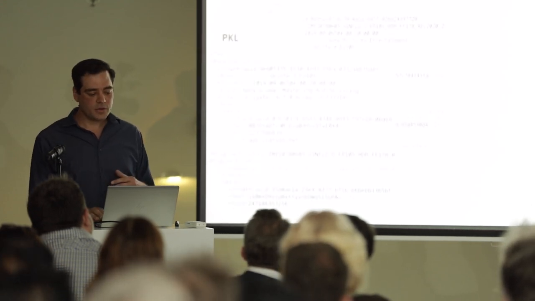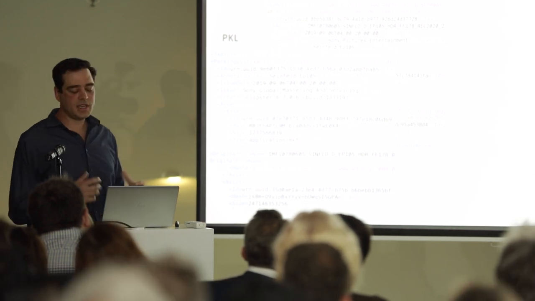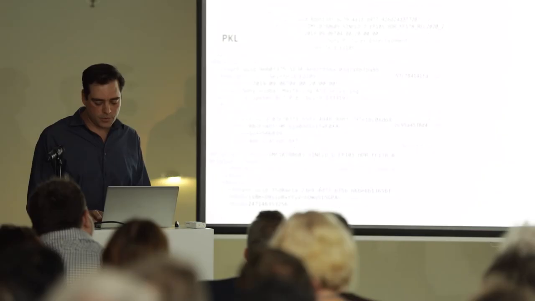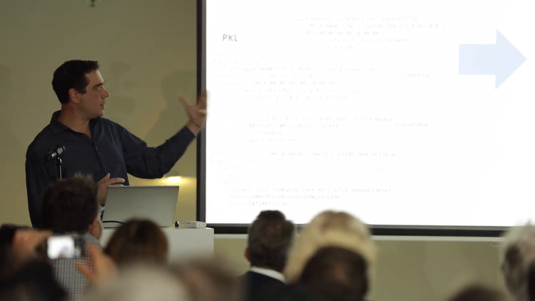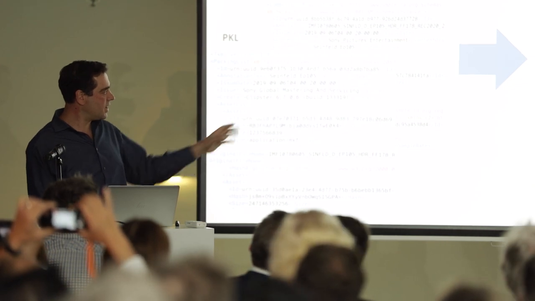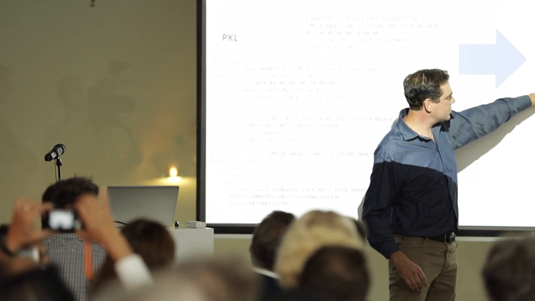And the way that we're looking at this is, we look into IMF. We have things like PKL, CPL. We have a lot of that essence. We have a lot of that stuff that wraps the essence, the assets, into what is the format of IMF. Well, when we want to put that into AXF, it gets represented in that object footer as what they call a file tree. And down at the bottom right here, you'll see, this is kind of hard to see, but there is a file tree.